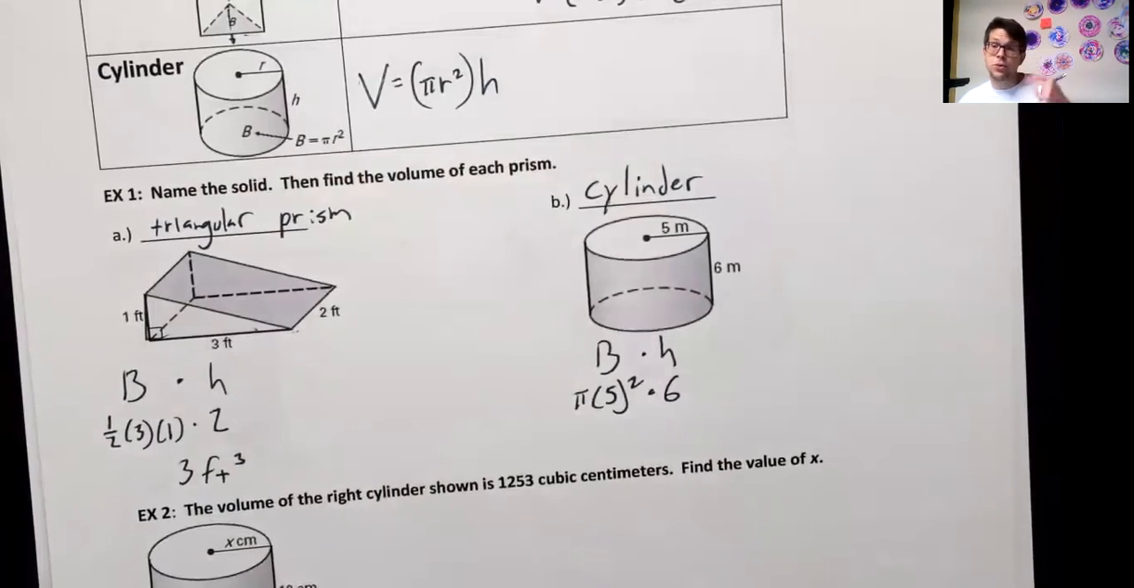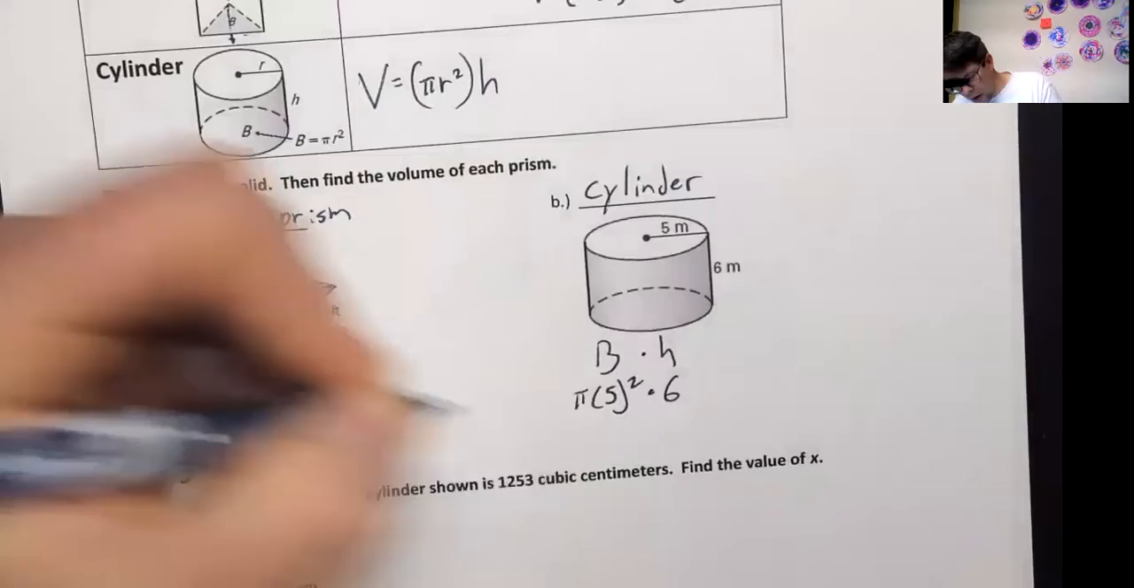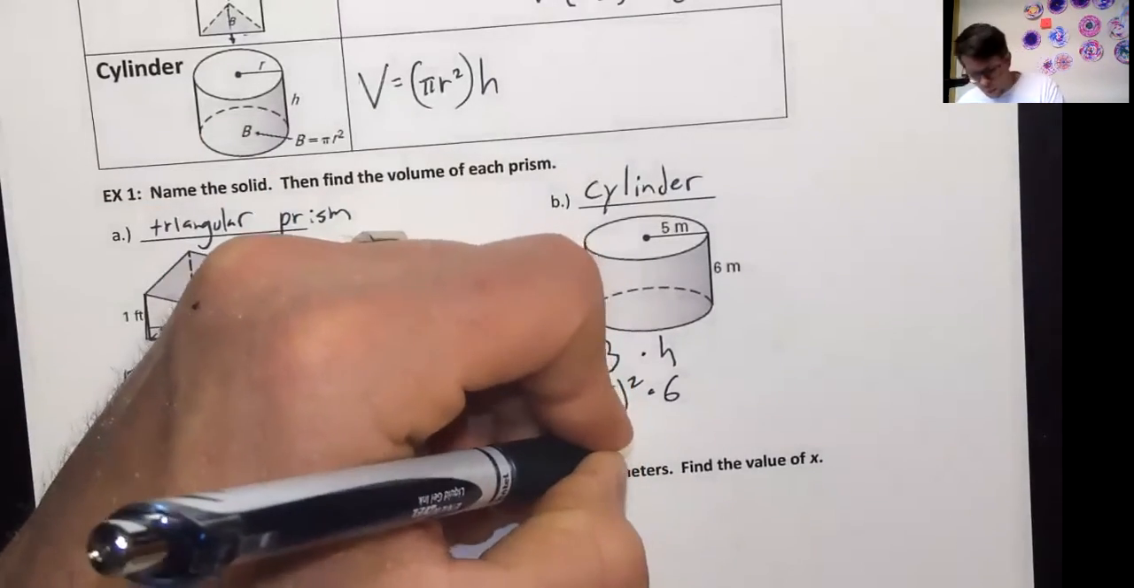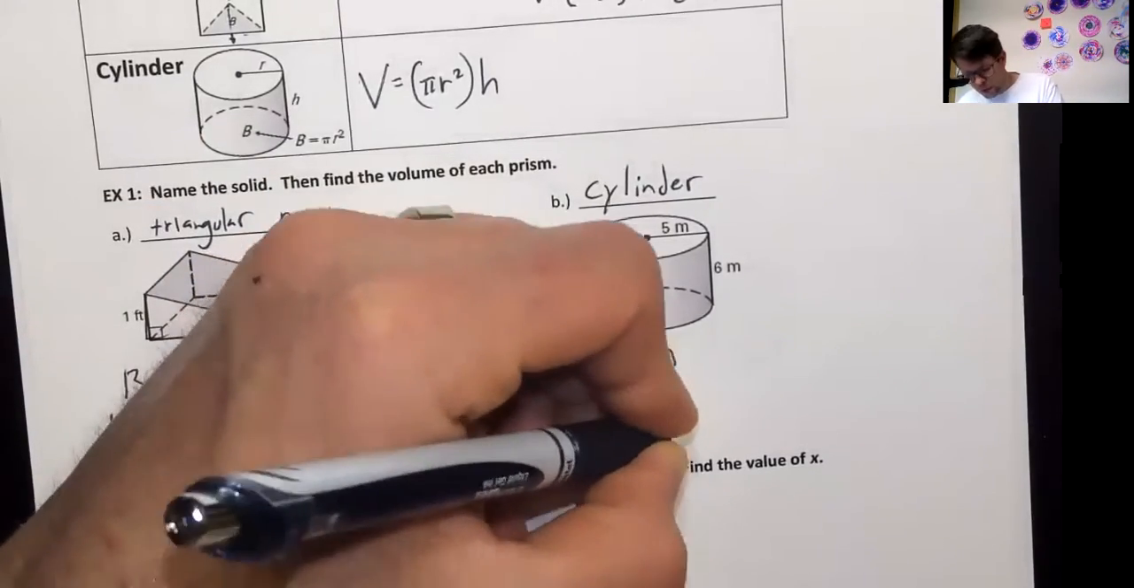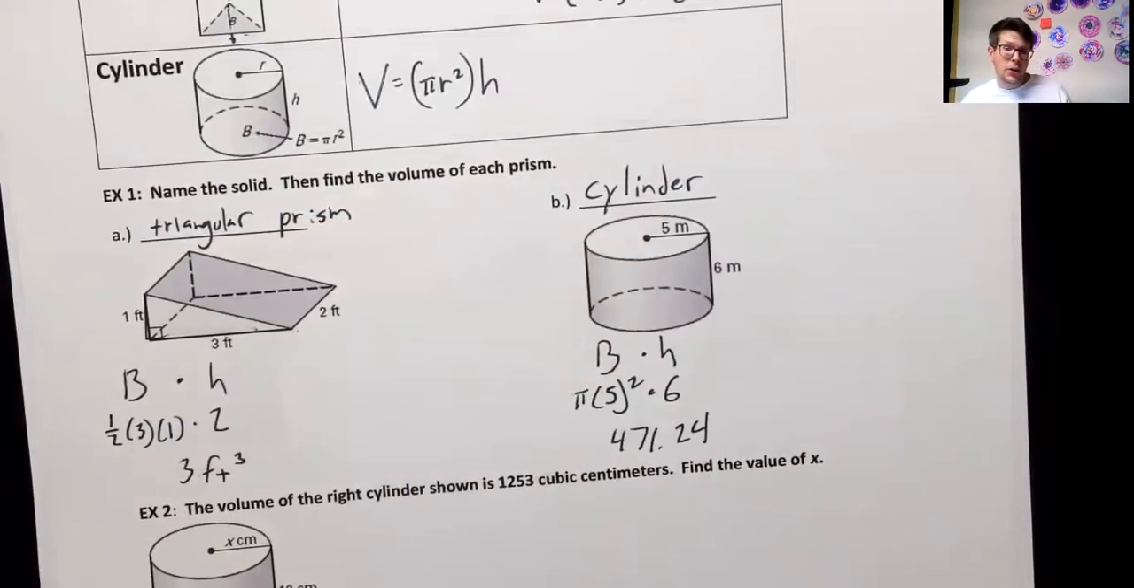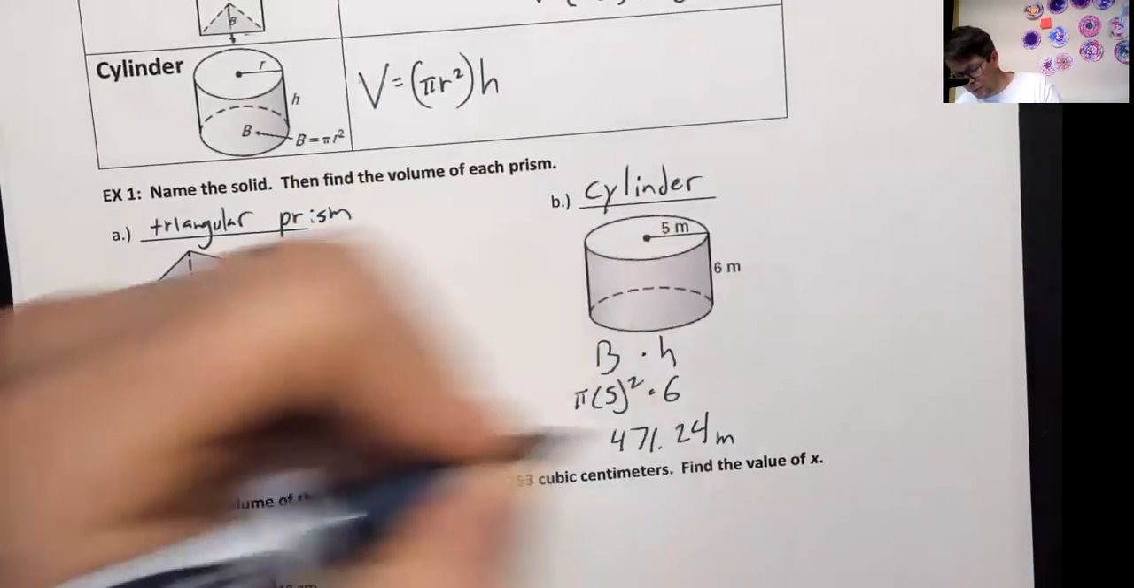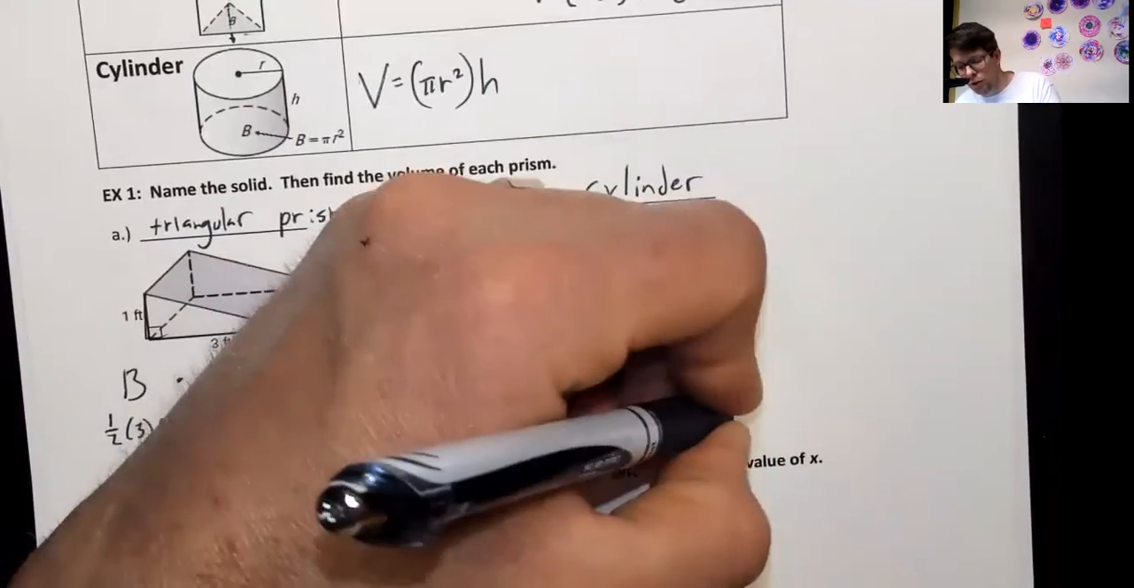When you calculate this value, you're certainly going to get a decimal. Pi always is going to produce a decimal for you. So our volume for this one is going to be 471.24. Our unit that we had for our two measurements was meters. So we want to have meters again, and this time it's going to be meters cubed because it's a volume.